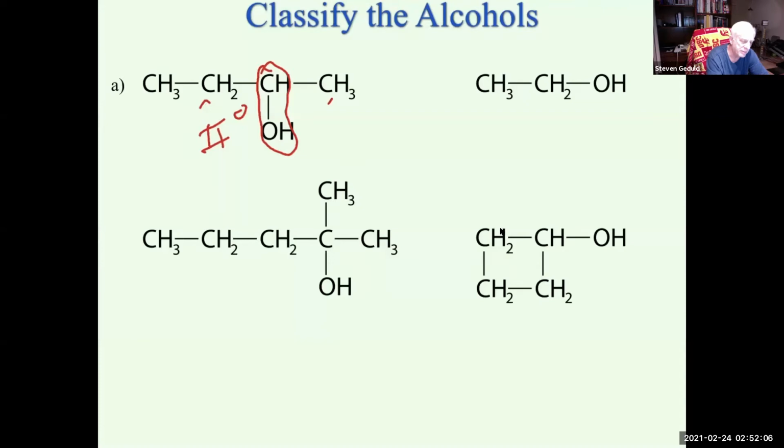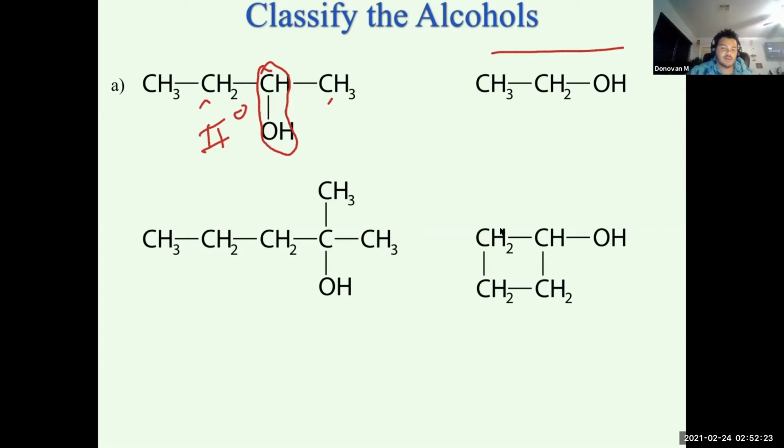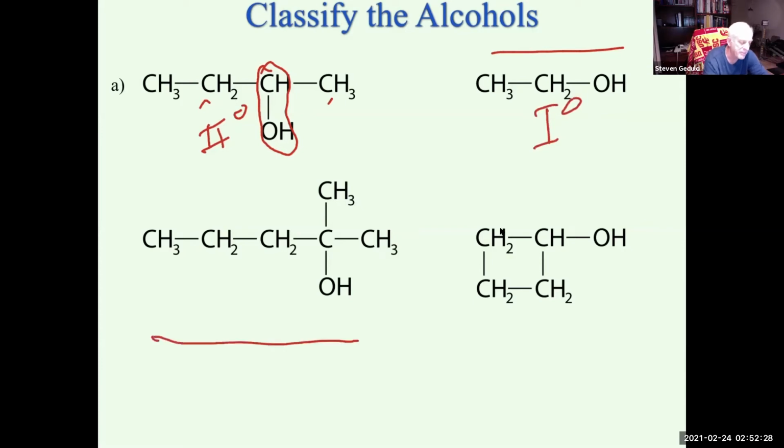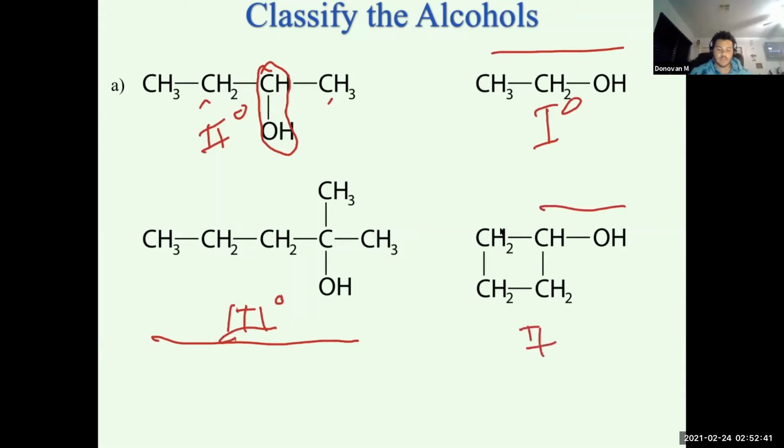Okay. Next one. Is it primary, secondary, or tertiary? Let's go to the right. Primary, perfect. Has 1 carbon attached to the carboxyl carbon. Okay, let's go down to this one here. Tertiary, perfect. And let's go to this one here. Last one. Should be secondary. We have secondary. There's 2 carbons attached.